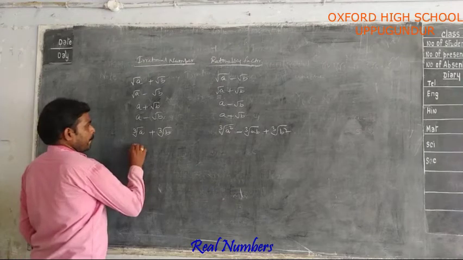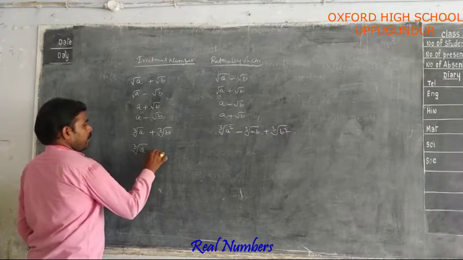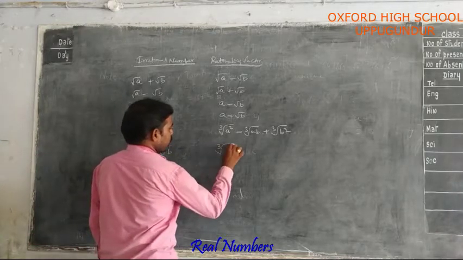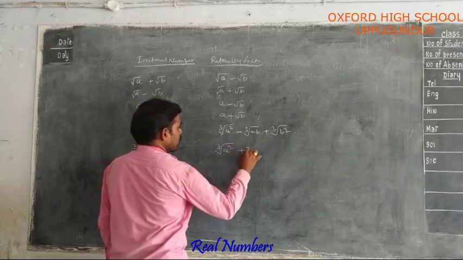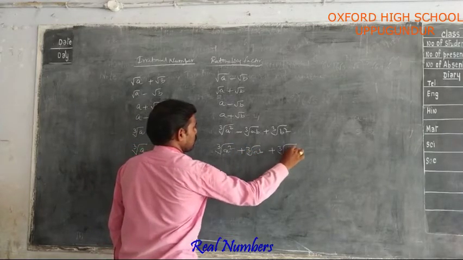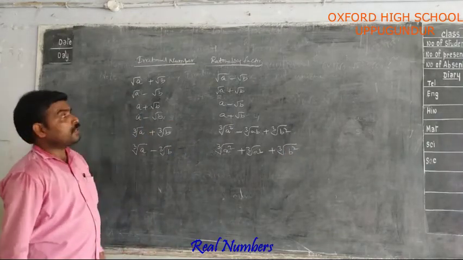Similarly, cube root a minus cube root b. For this, the rationalizing factor is cube root a square plus cube root ab plus cube root b square. So these are the rationalizing factors for each other.